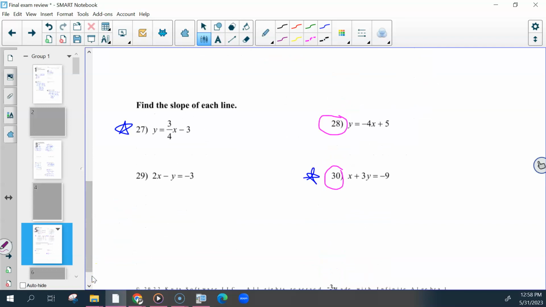27. This is already in slope-intercept form. So you just have to look at which of these is the slope. And it would be the one in front of x. So 3/4 would be that slope.